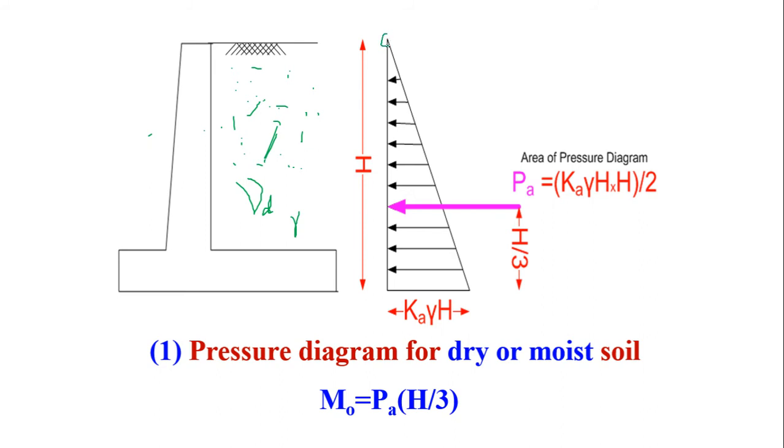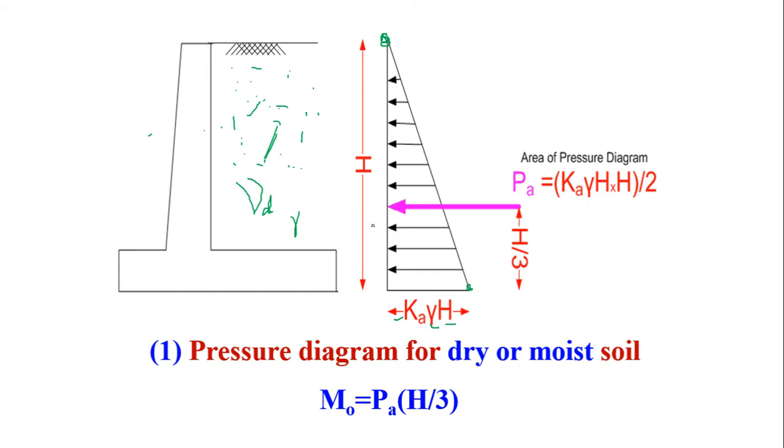We know that at the top the magnitude is 0 and it is maximum at the bottom. What is the pressure formula? K gamma into H. Here rho and g together we have taken as gamma. So K into gamma into H, where K is the active pressure coefficient, gamma is the unit weight of the material, and H is the height.